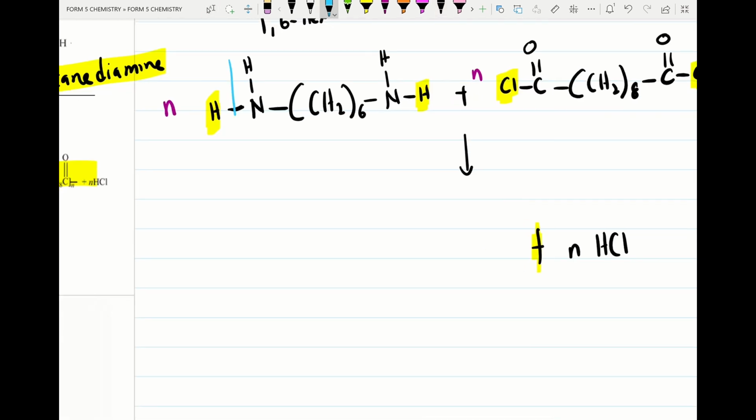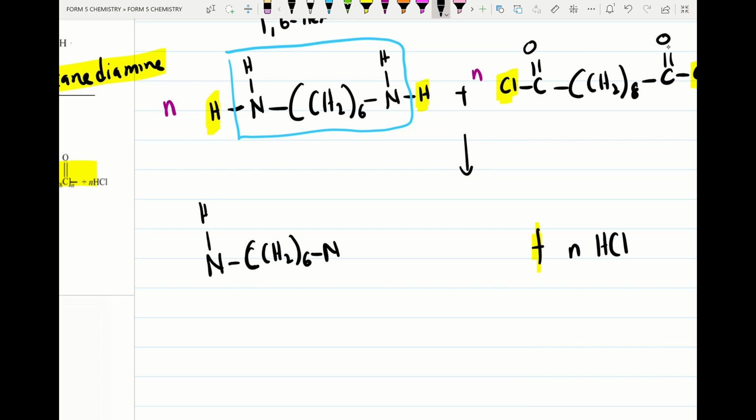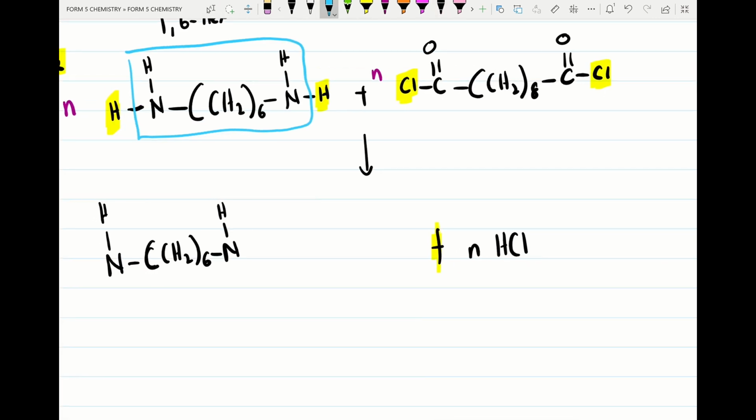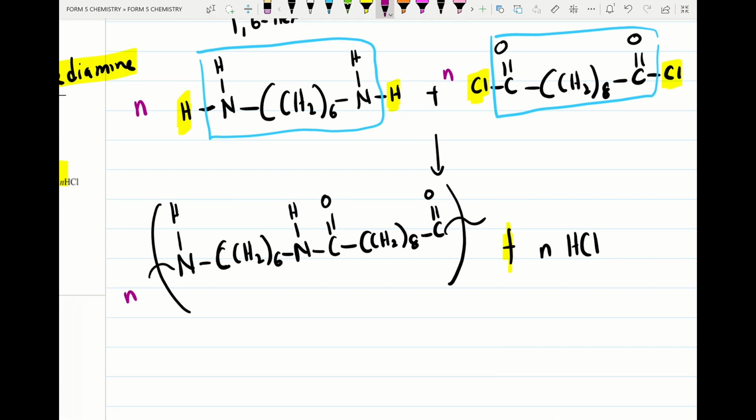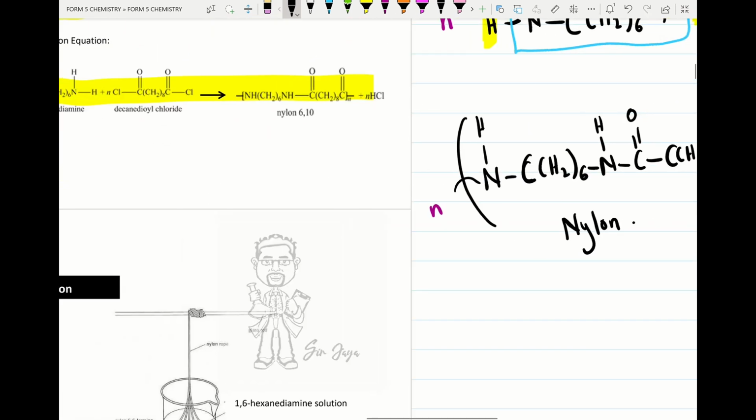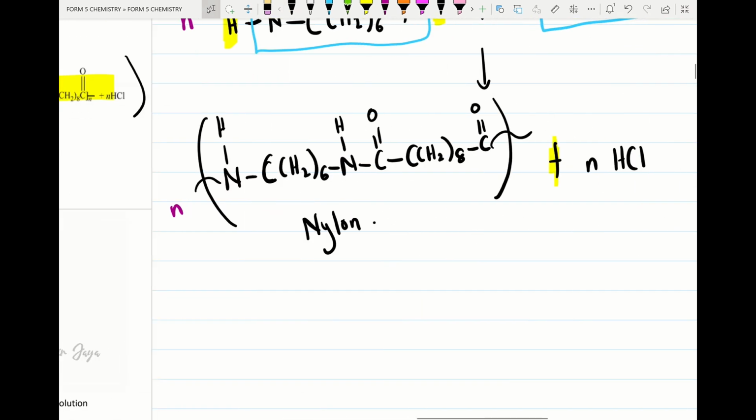Then we try to cut this structure. We draw here the whole thing. We combine with the monomer of 1,6 hexane diamine. Then we draw bracket. Then we put n symbol in front here. This is the polymer of nylon. Polymer is known as nylon. So the equation is given here. Try to practice and do more questions.